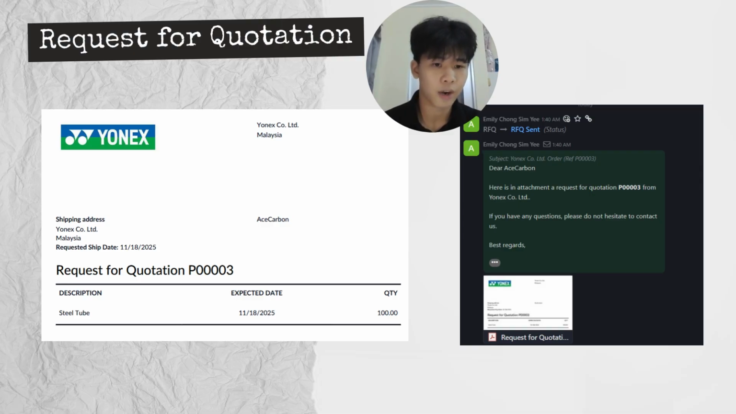And you can see the RFQ, we already succeeded in sending the RFQ to the vendor Ace Carbon. Here is the attachment, a request for quotation from our company. So the vendor can start responding to us with the price and the delivery date, to let us do the evaluation.